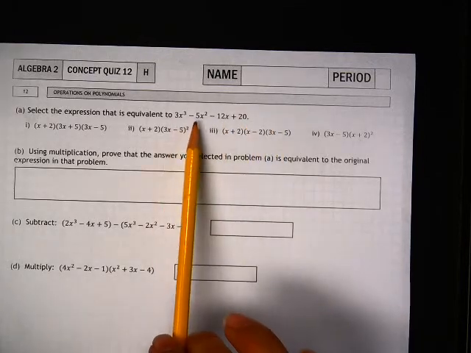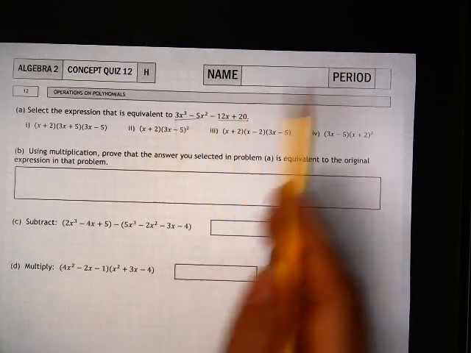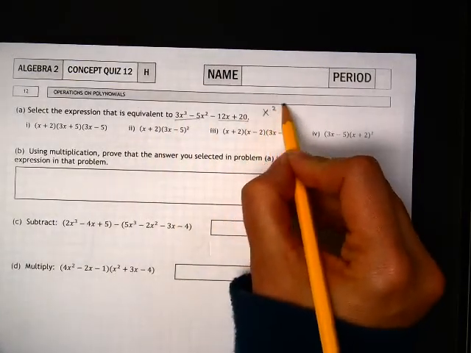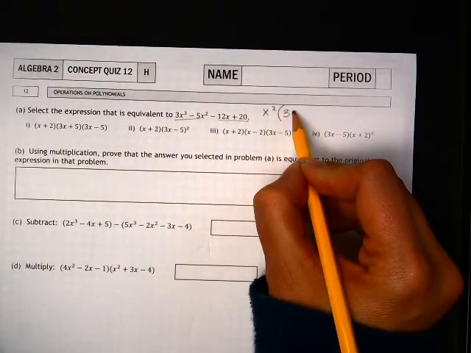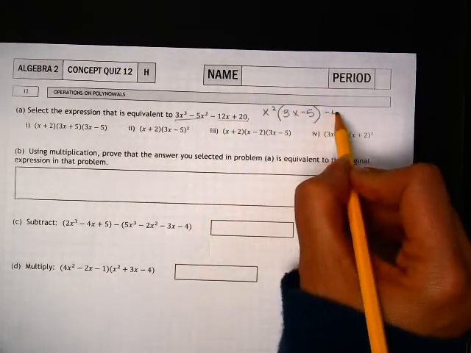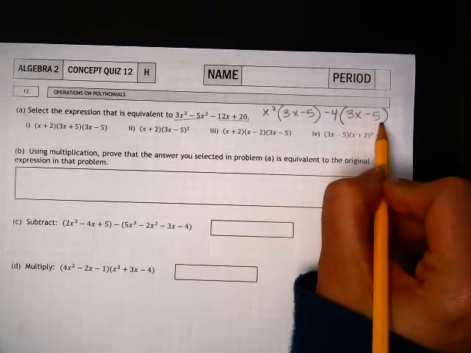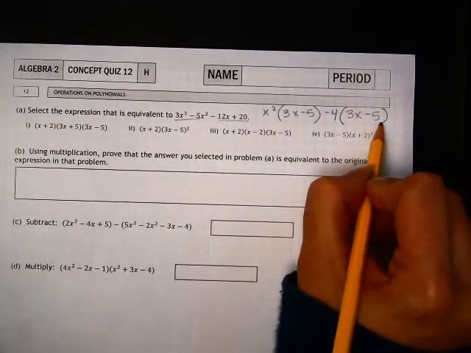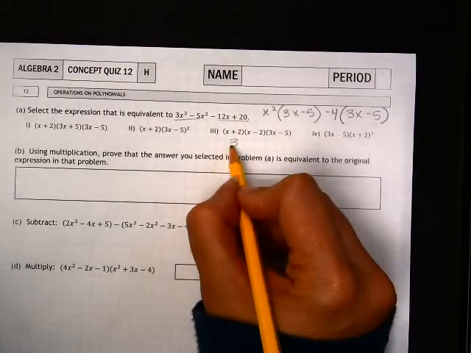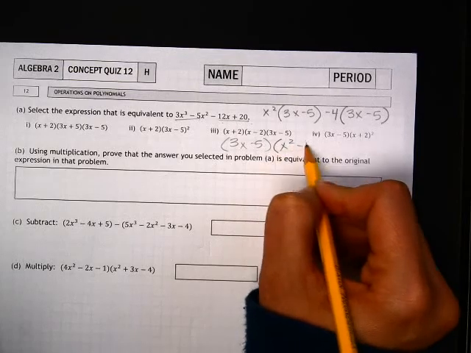What I'm looking at is it seems like I might be able to do some factor by grouping. Looking at this, I can pull out an x squared, and I would be left with 3x minus 5. If I pull out a negative 4, I would be left with positive 3x minus 5. So that's happy. And then I have what? 3x minus 5 is out of both of them, and I'm left with this.